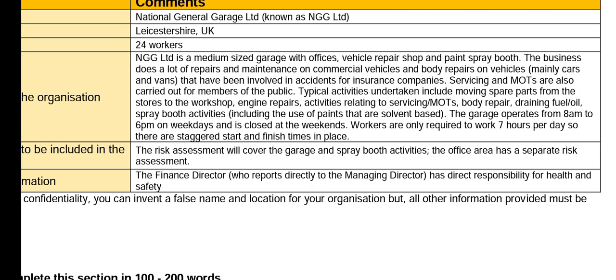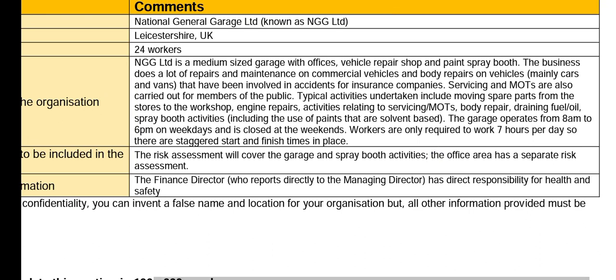So, in these sentences, they mention the production and services of this garage. They are repairing and spray painting. That is their services, their products. They are repairing the vans and doing maintenance. These are the products of this company or this garage. And they are also servicing the vehicles.